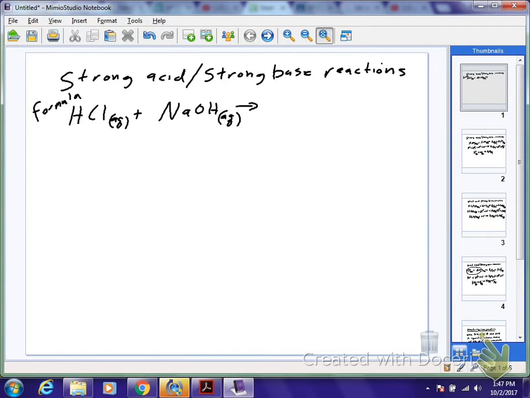If you didn't get it the first time, which I think you would have, I hope. Okay, so we have strong acids and strong bases. HCl is a strong acid. The other strong acids would be HNO3, HBr, HCl, which is that one, HI, H2SO4, and HClO4.